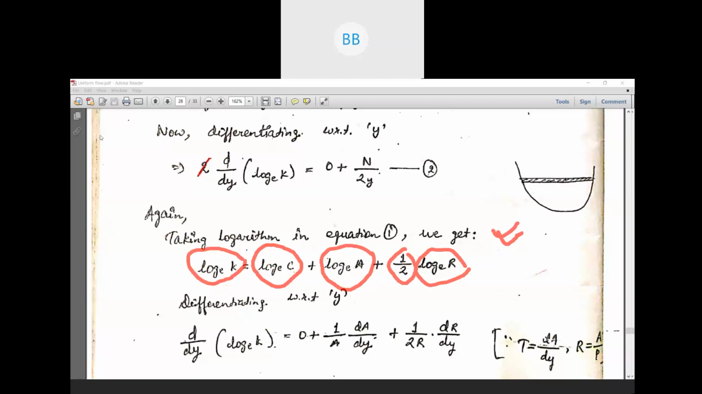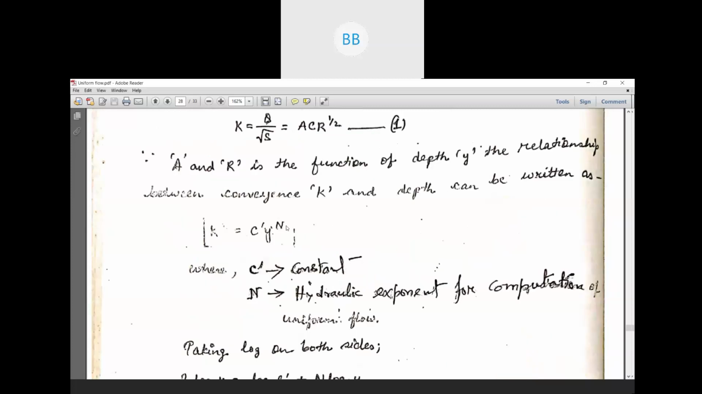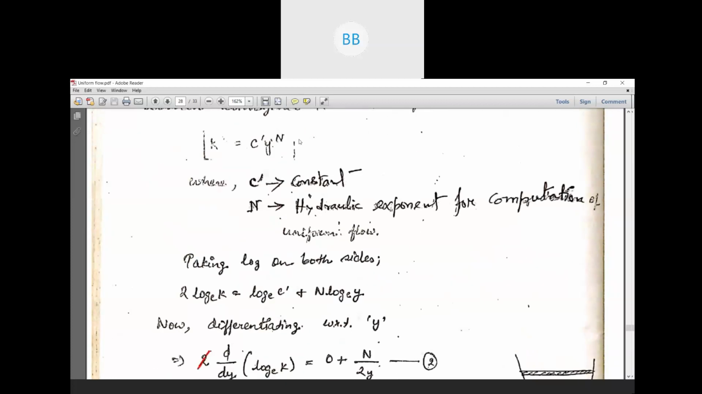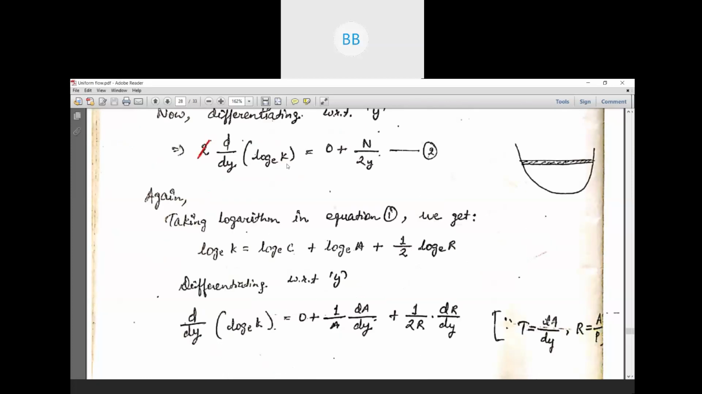Now again we are differentiating. See what we are going to do: first we have taken one equation for K, then we have taken another equation for K square equal to C dash Y to the power N. So we are going to relate both the equations, that is equation 2 and whatever equation we are going to get after taking logarithm and differentiation of equation number 1. Then we equate both the equations, because our aim is to find an expression for this capital N that you can see in equation number 2.